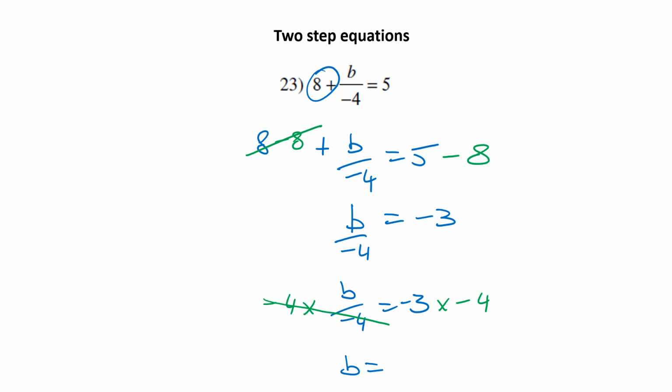If I do 3 times 4, I get 12. So my answer is going to be B equals 12.